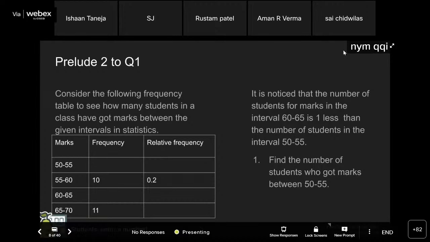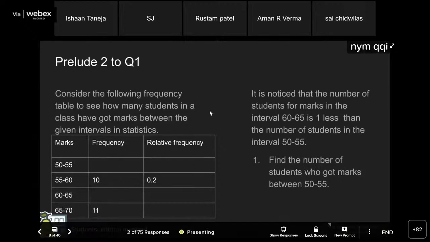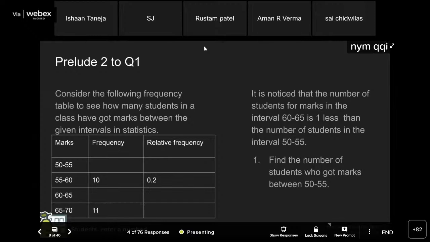Now the same data is given to you, and it is noted that the number of students in the category 60 to 65 is one less than the number of students in interval 50 to 55. So we need to find the number of students who belong to category 1, who scored marks in range 50 to 55. You can use your answer to the previous question in your calculation for this one also, because these are all linked questions until we reach the main part.